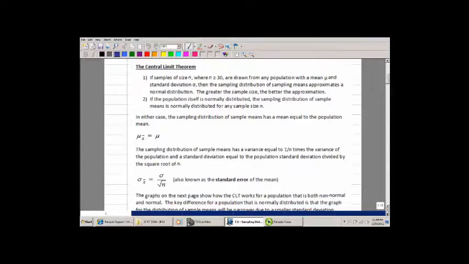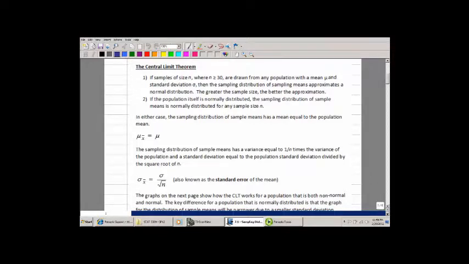Now the population mean of all those individual sample means that I was mentioning will just end up being equal to the population mean. So no big change there. It's just the mean that they give you in the problem will be the mean that you use in your calculation. Now here's where it becomes interesting with the standard deviation.